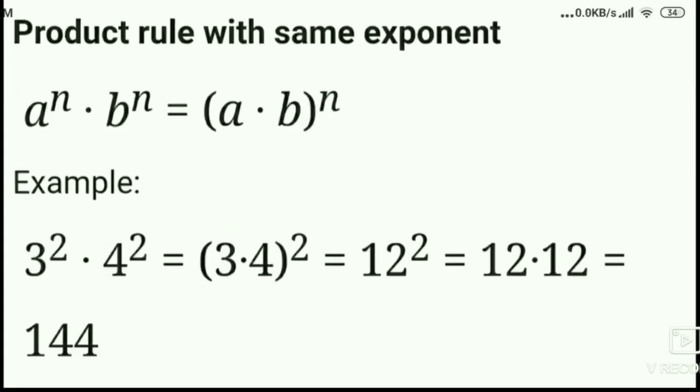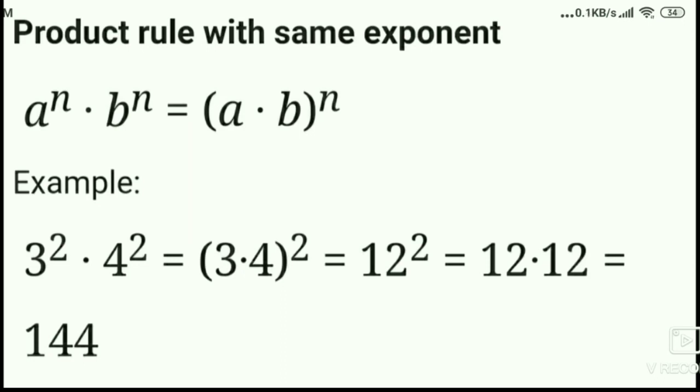Our second rule is the product rule with same exponent. If we multiply two numbers having different bases but the same power, we can write it as the product of the two numbers within brackets, and we can use a single power. That is, a to the power n when multiplied by b to the power n can be written as a multiplied by b in brackets to the power n.